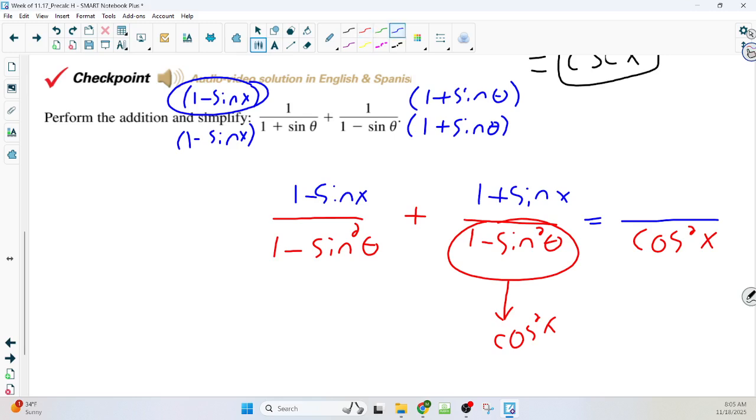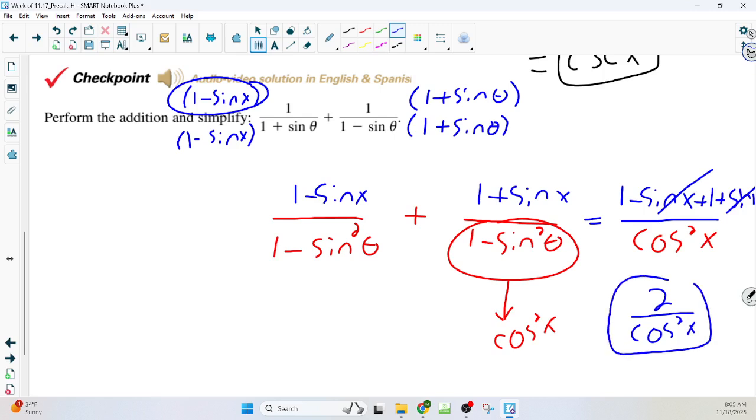And if we add the top, 1 minus sine of x plus 1 plus sine of x, the sine of x's cancel, and you get 2 over cosine squared of x. Now this is a full credit answer right here.